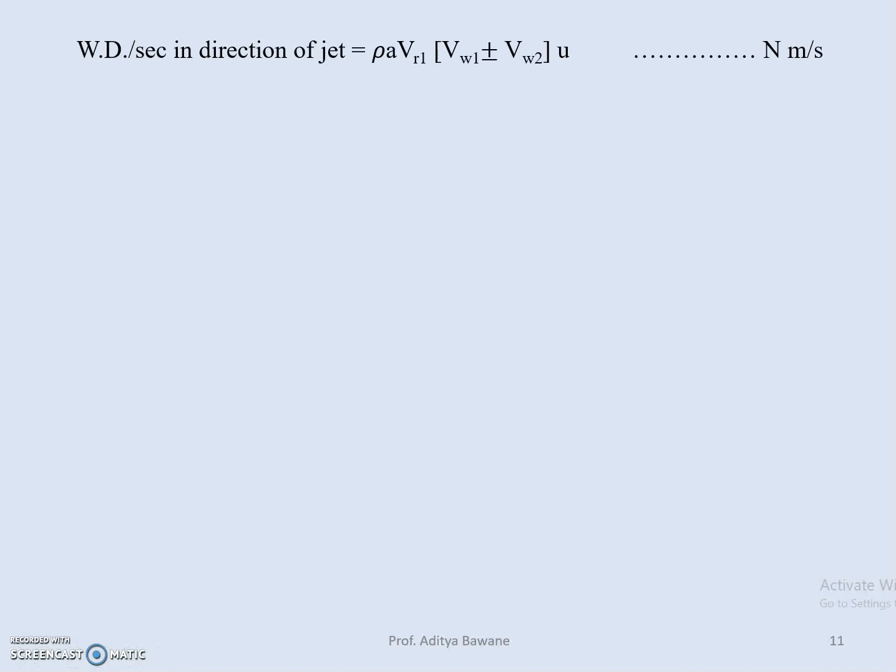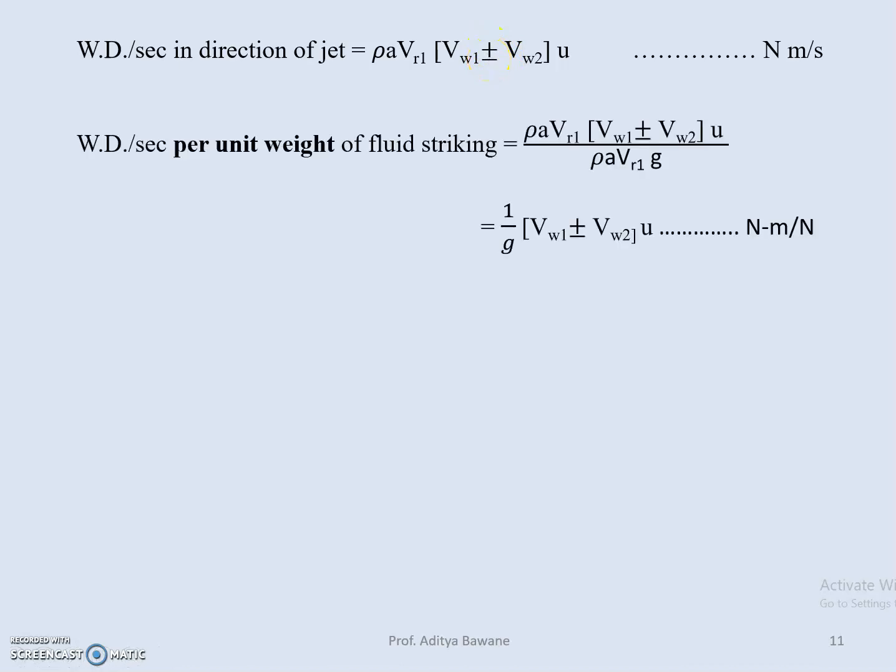Now work done, as we know, is force into displacement. So rho a VR1 (VW1 plus or minus VW2) into U. So in this case both cases are considered, less than or greater than 90 degree angle. In a few examples they might ask for work done per second per unit weight of fluid. Per unit weight of fluid is nothing but mg, and mg is mass, rho a VR1, times g for acceleration due to gravity. So what remains? Density and area will get cancelled. So 1 upon g, VR1 gets cancelled, (VW1 plus or minus VW2) into U.